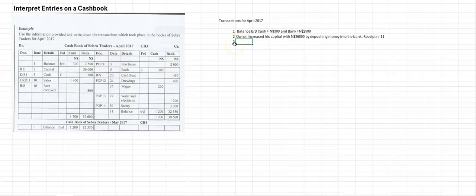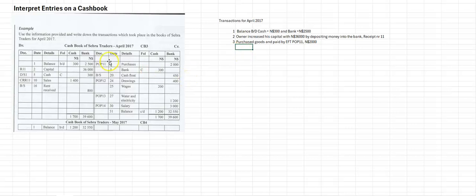So we say purchased goods and paid by EFT, proof of payment 11, Namibian dollars, $2,000.